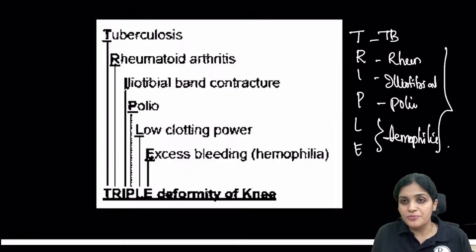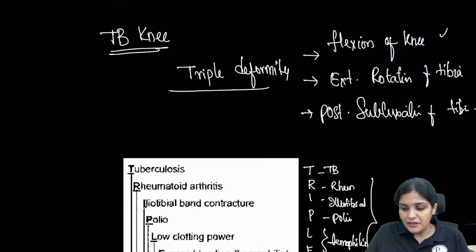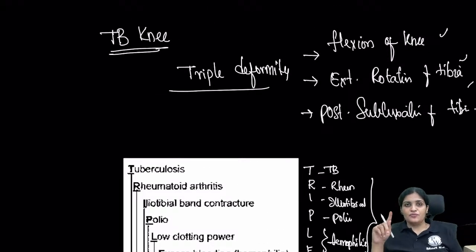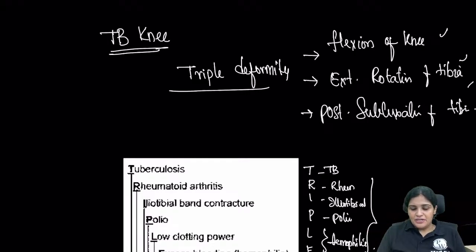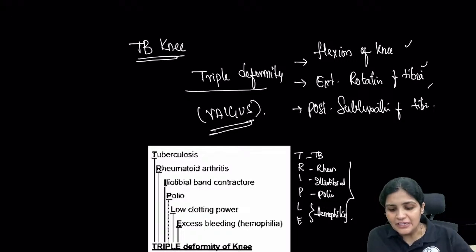So there are so many options which can be asked in the exam. What you have to remember is that triple deformity has 3 components. First is flexion of the knee. Then the tibia is externally rotated, that means the knee will present in valgus. And then you will have posterior subluxation. And these are the other areas where you can probably see your triple deformity. Is that right?